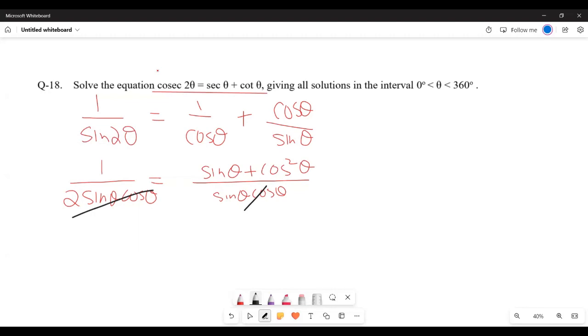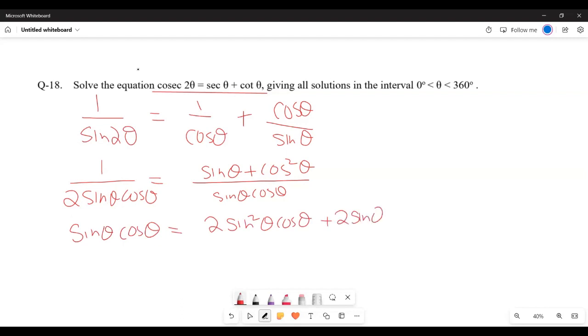So we're not allowed to cancel variables on both sides ever. Instead, we're going to cross multiply, bring everything to the same side, and then factorize. Okay. So sine theta cos theta equals 2 sine square theta cos theta plus 2 sine theta cos cube theta. Okay. Bring everything to the same side.